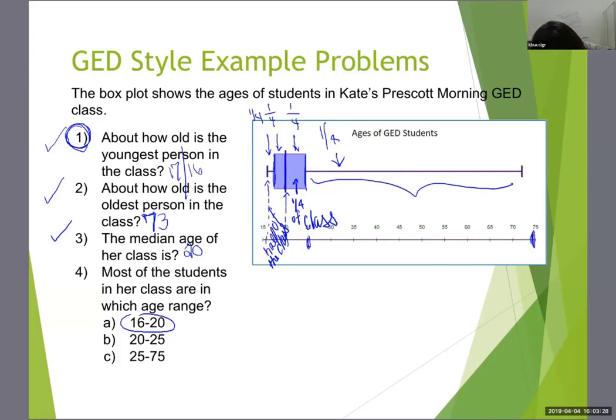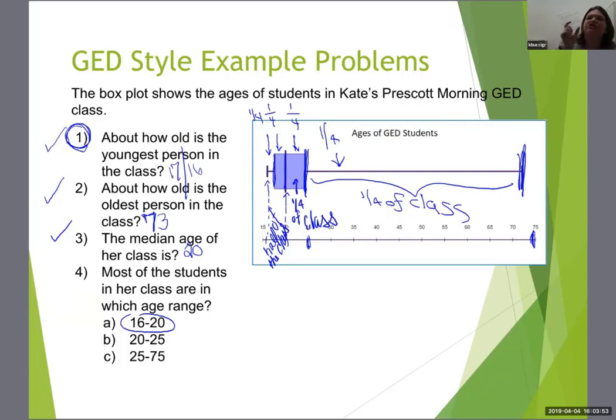25 to 75 is a huge range, but we only have 1 quartile here. Third quartile to the end of my list. So it's like the 4th piece of the 4th group. The 4th, if you think about it that way. So this is only, again, a quarter of the class. So it's actually the 16 to 20 that has the most students in there.